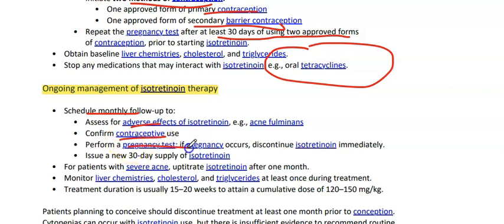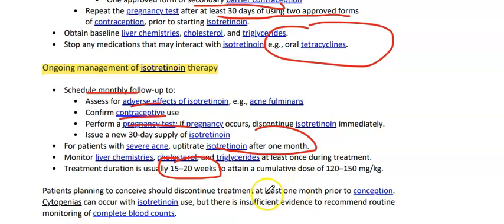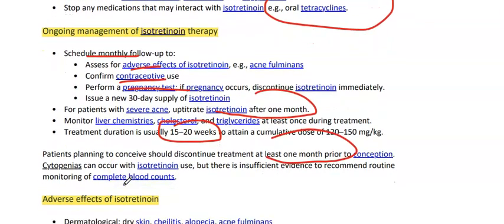Now, ongoing management of isotretinoin therapy: schedule monthly follow-up, assess for adverse effects, confirm contraceptive use, perform pregnancy tests, and for patients with severe acne, up-titrate isotretinoin after 1 month. Monitor liver chemistry, cholesterol, and triglycerides, and treatment duration is usually 15 to 20 weeks. Patients planning to conceive should discontinue treatment at least 1 month prior to conception. Cytopenias can occur with isotretinoin use, but there is insufficient evidence to recommend routine monitoring of the CBC.